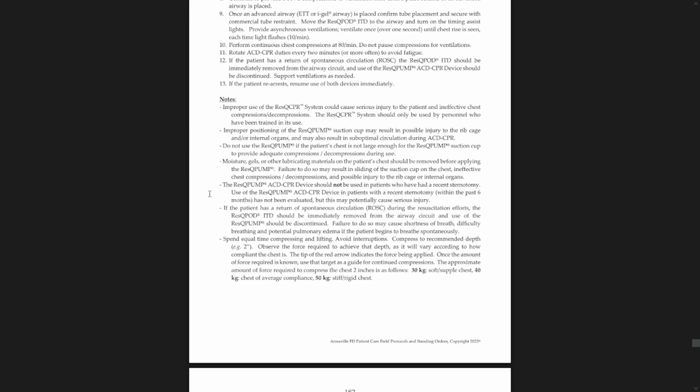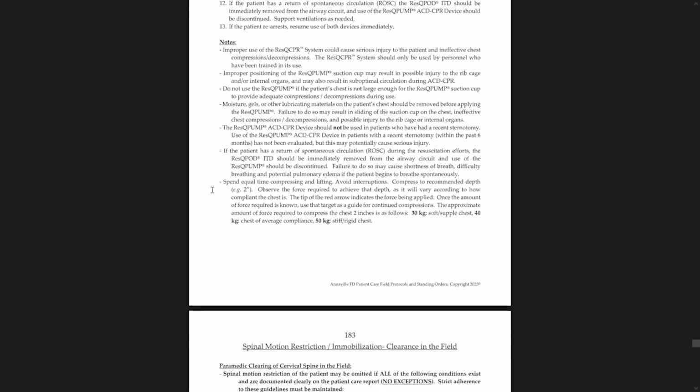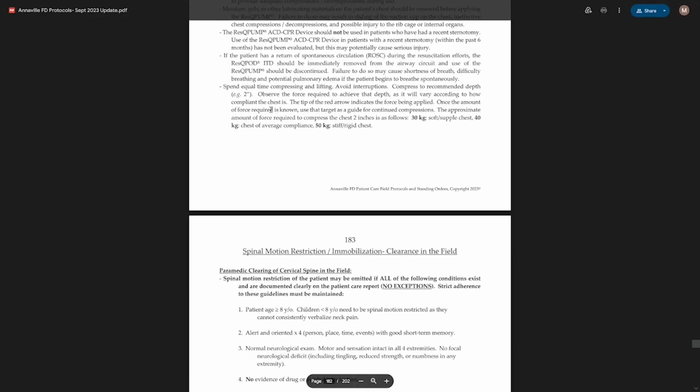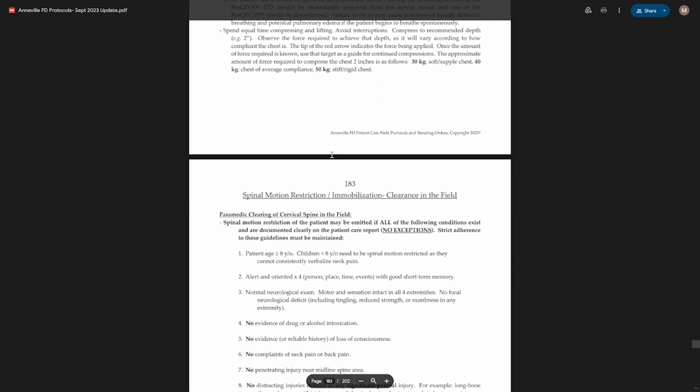This device should not be used in patients who have recently had a sternotomy. Use of the device in patients with a recent sternotomy, within the past 6 months, has not been evaluated, but the potential chance for a serious injury is there. If you achieve ROSC during the efforts with this device, the ITD should be immediately removed from the airway circuit and the use of the pump should be discontinued. Failure to do so may cause shortness of breath, difficulty breathing, and potential pulmonary edema if the patient begins to breathe spontaneously. Okay, the appropriate amount of force. Good luck trying to measure that.